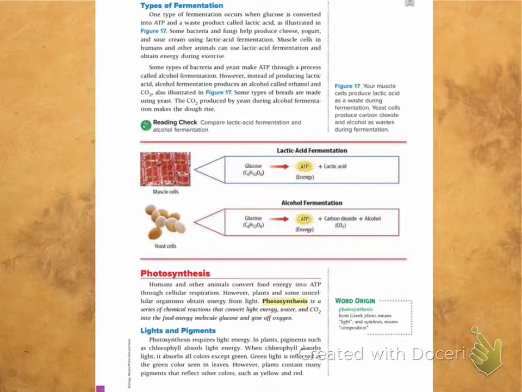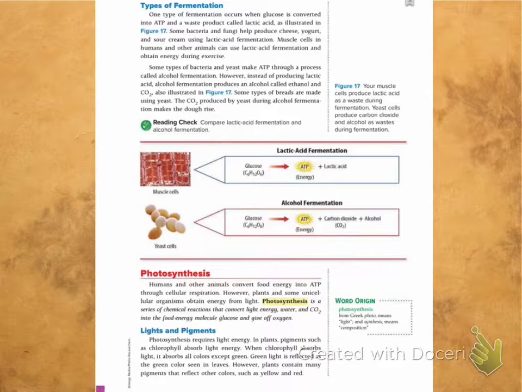Photosynthesis. Humans and other animals convert food energy into ATP through cellular respiration. However, plants and some unicellular organisms obtain energy from light. Photosynthesis is a series of chemical reactions that convert light energy, water, and carbon dioxide into the food energy molecule glucose and gives off oxygen.